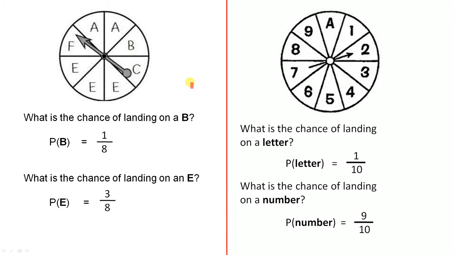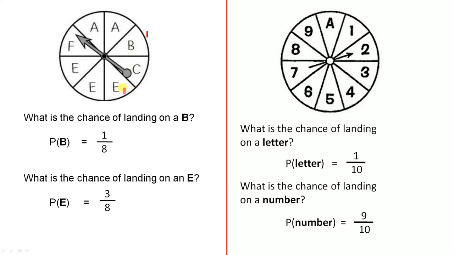What is the chance of landing on a B? Now in this spinner here we have 8 different sectors. So when the arrow is put in motion, the chance of landing on a B, well, there's only one B, there it is there, so it's 1 over 8.